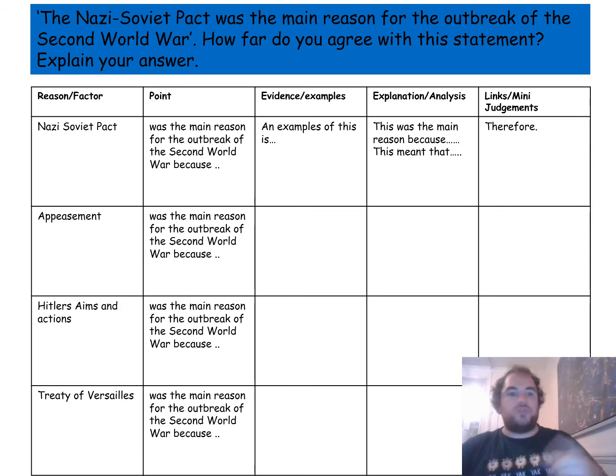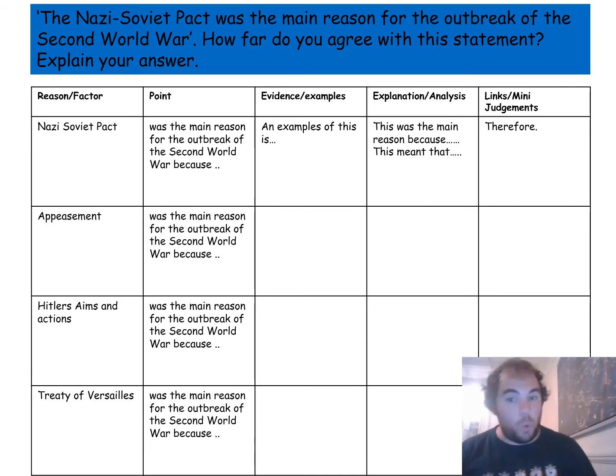Few things to note. Firstly, you must do a paragraph on the Nazi-Soviet pact. It doesn't have to be what you think is the main reason for the outbreak of the Second World War, but you must do a paragraph on it, okay, because it's in the title. And if you notice on that Nazi-Soviet pact bit, I've included sentence starters in there to help you. And then you need to come up with two paragraphs.